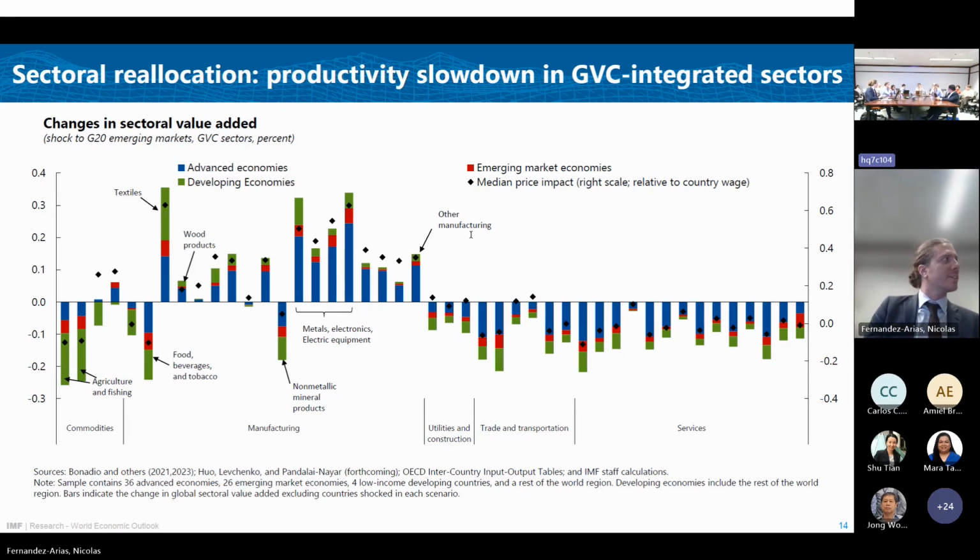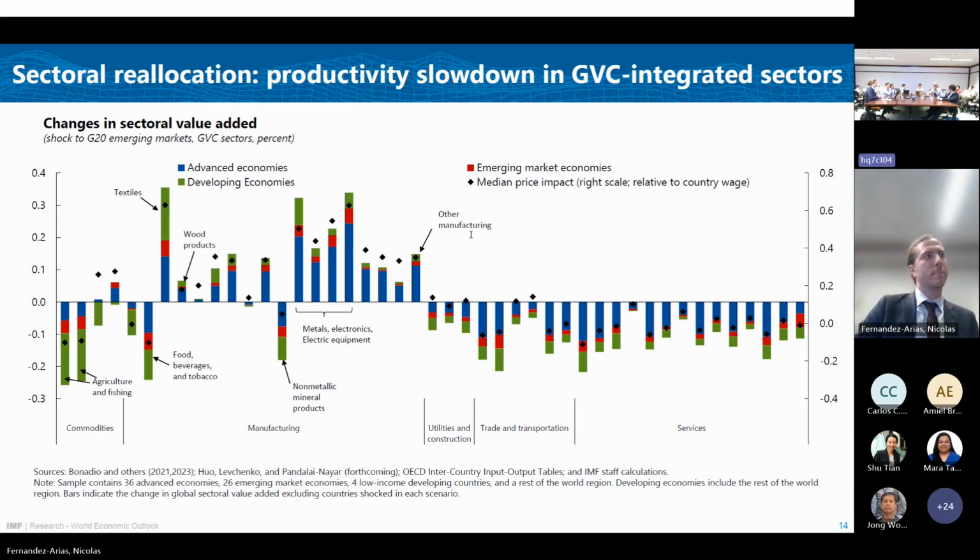Sorry, Nicola, just explain to me, what's the scenario? Scenarios where we apply a negative 2.5% total factor productivity shock to sectors in G20 emerging markets that are particularly integrated into global value chains. So this is a lot of manufacturing sectors, but also energy related sectors and trading related sectors, so transportation related sectors. There's a list, but you can think of it as roughly manufacturing and certain commodities.